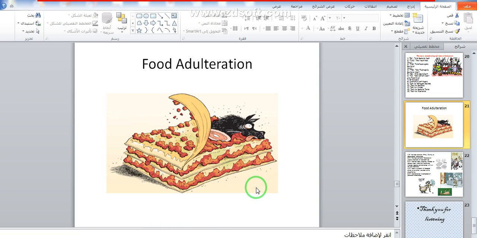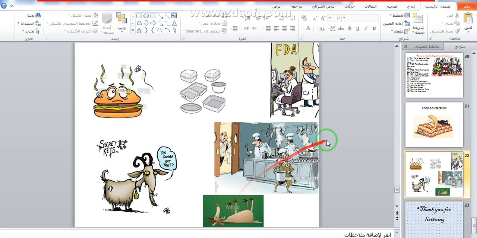We will talk about food adulteration. You see this food? What about the donkey? The famous worldwide organization, the Food and Drug Administration (FDA), considers the food product and food plant as adulterated food if one of the following cases occurred.